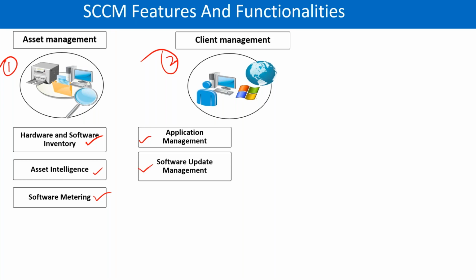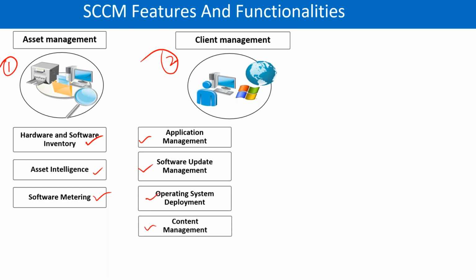Patching is the second main feature of SCCM; you can deploy software updates. Software updates are very crucial these days because so many cyber crimes are happening all over the globe. So you have to keep your system up to date. In order to do that, you need to install the latest software updates, the patches from Microsoft, or if you have third-party updates, you can install them through SCCM. You can also deploy operating systems through SCCM. You can manage content through SCCM.